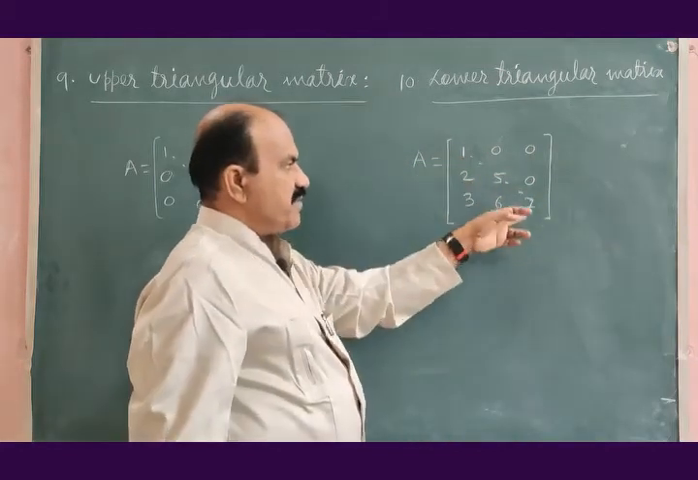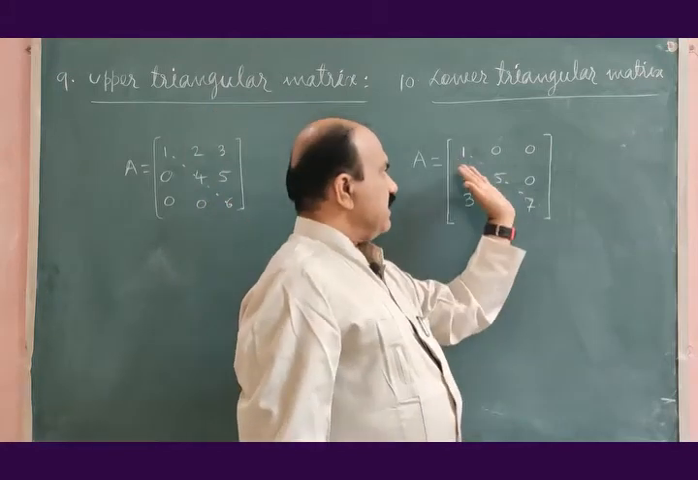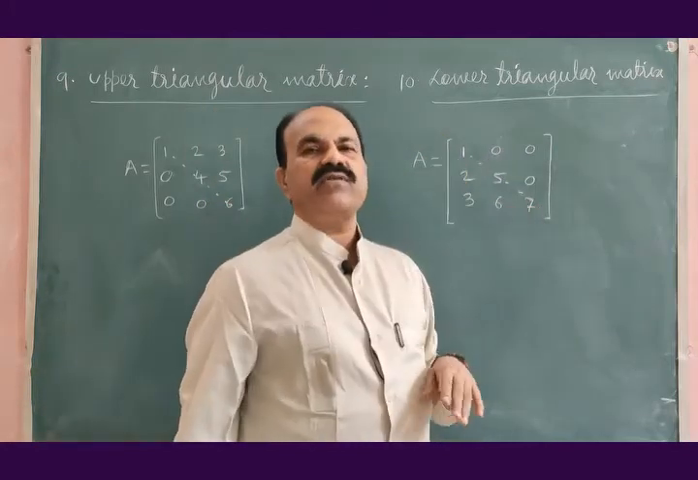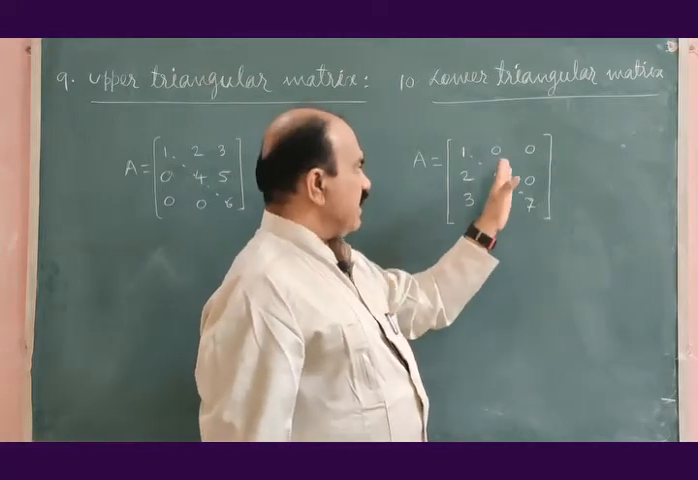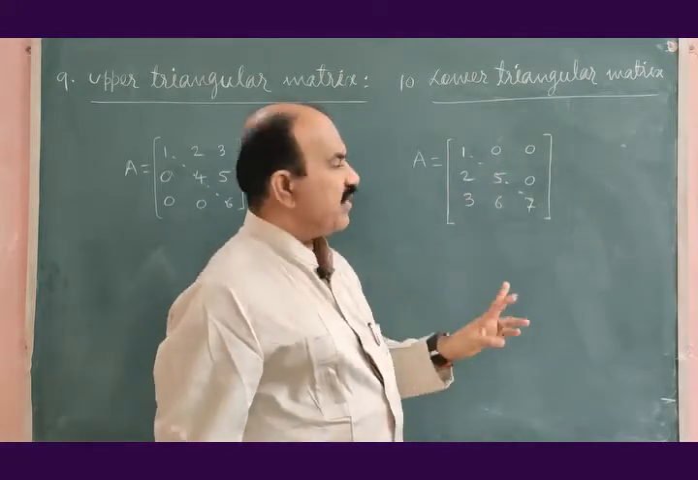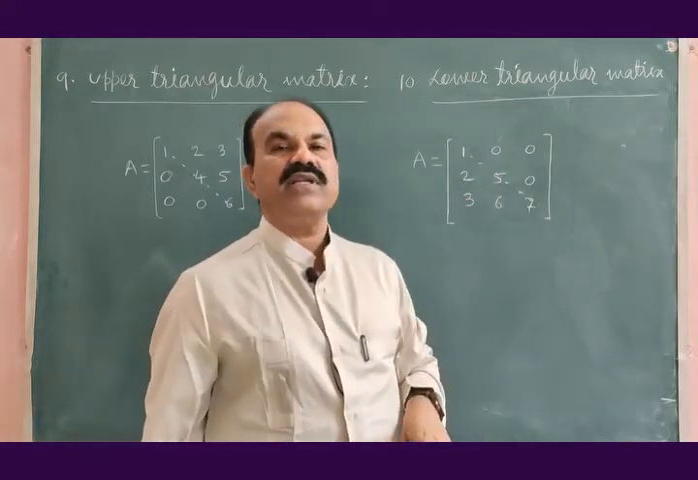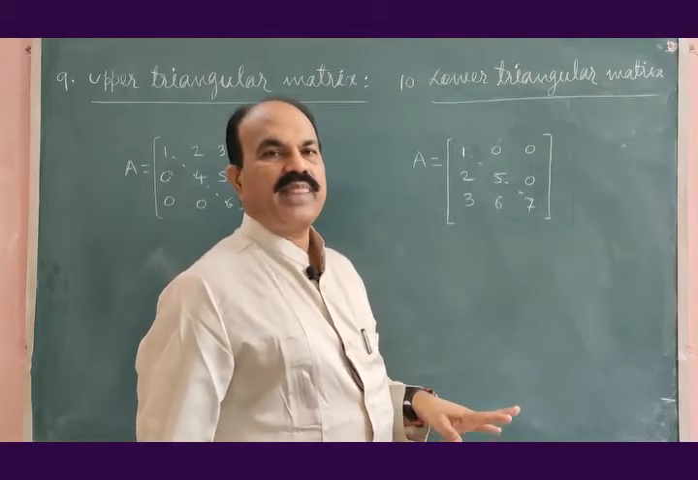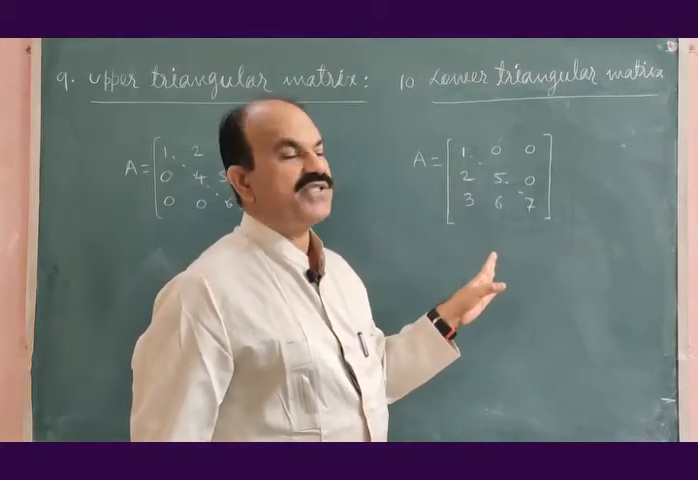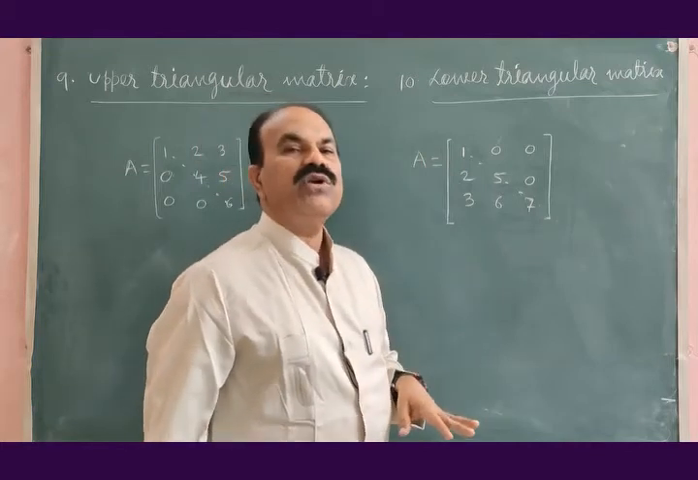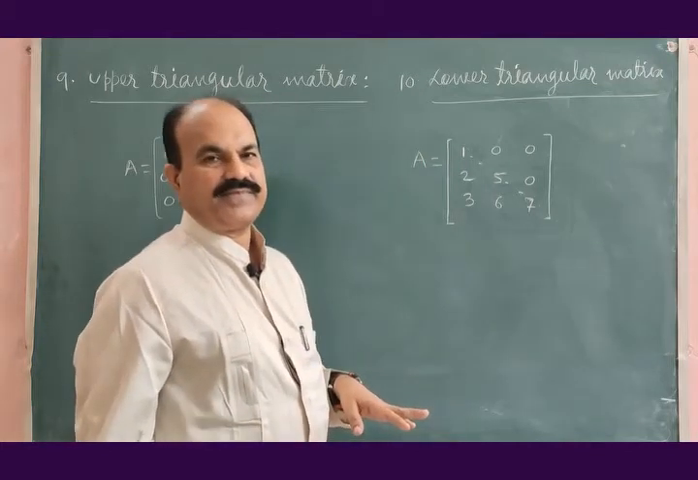This is the principal diagonal. Elements above the principal diagonal are 0. Elements below the principal diagonal and on the principal diagonal are non-zero. Such a square matrix is known as lower triangular matrix.